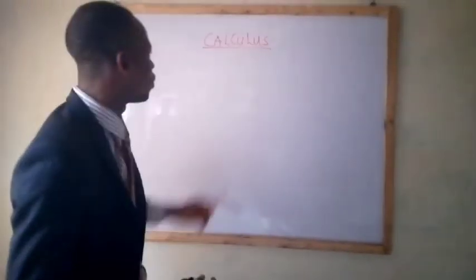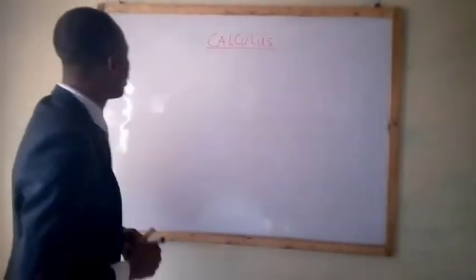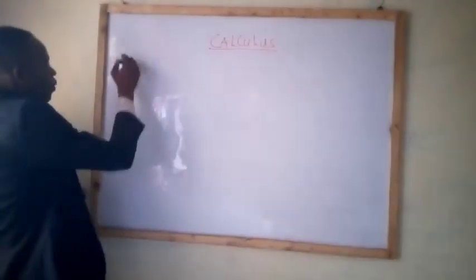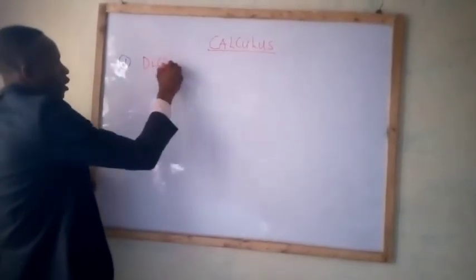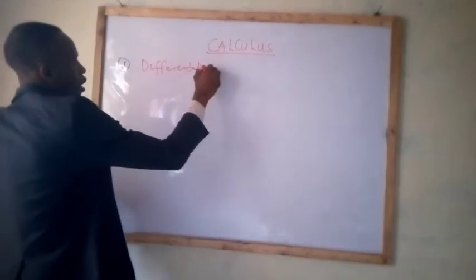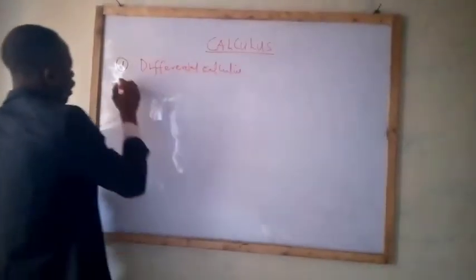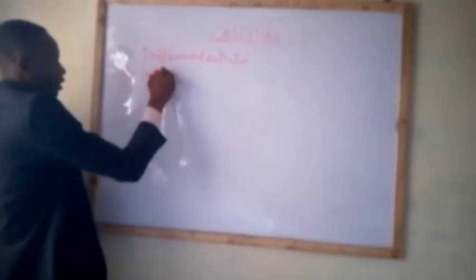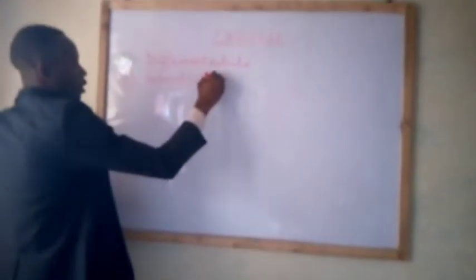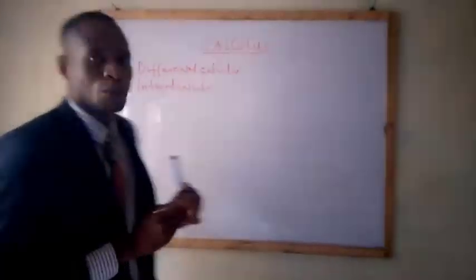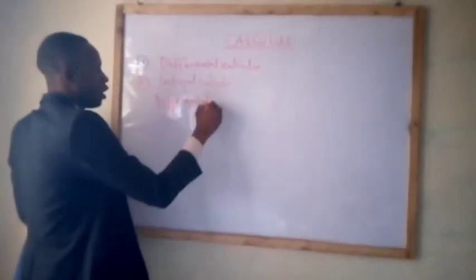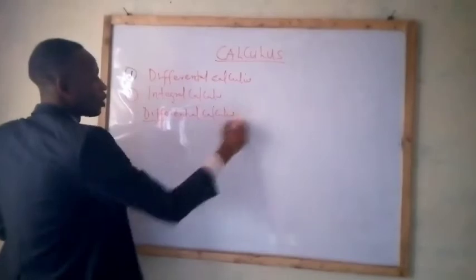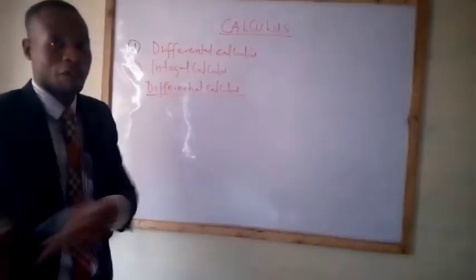Today's class is going to be based on calculus. Now, in calculus, we have two different types of calculus. We have the differential calculus, and we have the second aspect, we have the integral calculus. But the one we are going to be talking about today is just the differential calculus. Now, the differential calculus is not actually complete before we can arrive at the first principle.